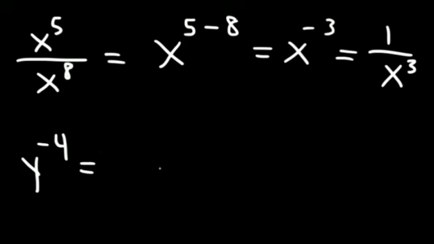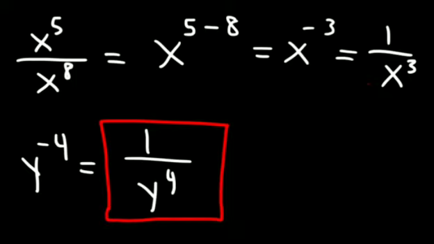Now for this one, we're going to do the same thing. We're just going to put it in the bottom. So the final answer is 1 divided by y to the 4th. Let me write that better. Here we go. And so that's it for these two examples. As you can see, they're not too difficult.